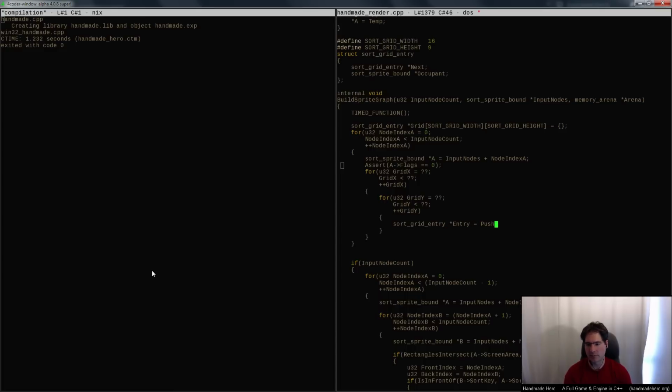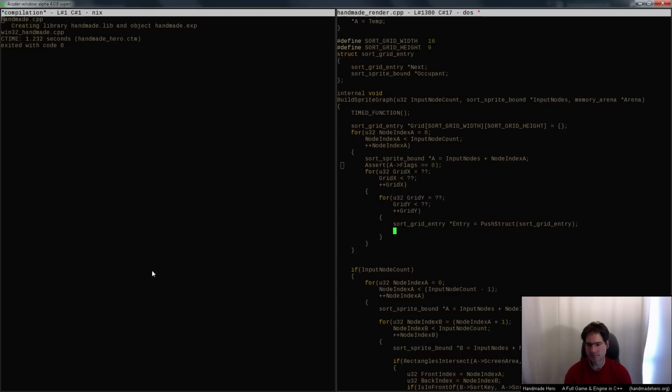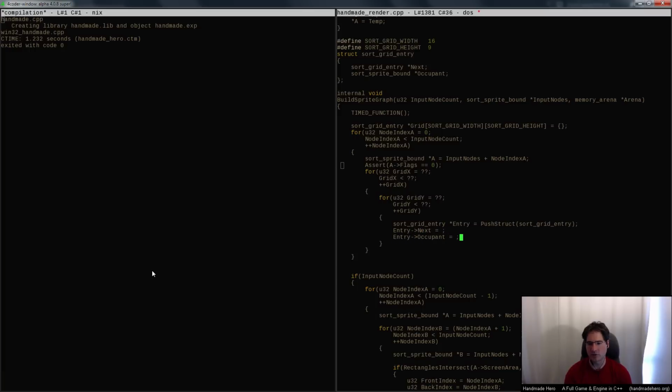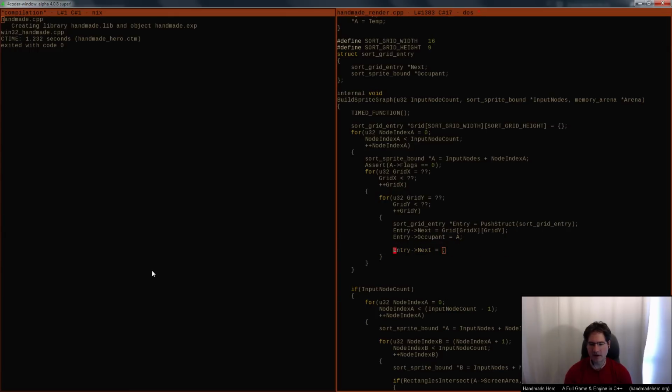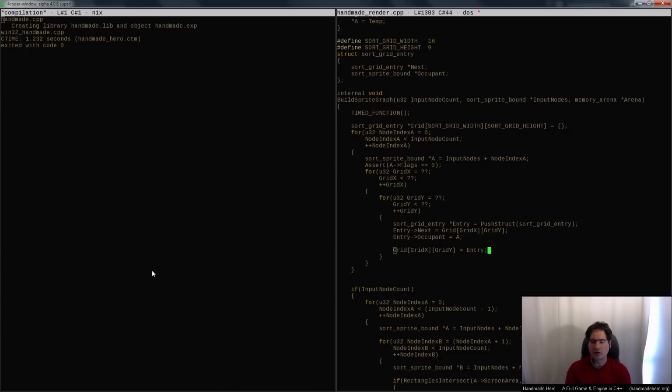So I'm going to do a sort grid entry. Entry equals push struct sort grid entry. And for each one of these, I'm going to say that its next equals exactly what you expect its next to be, and its occupant equals me, right? So this is just going to be grid X, grid Y. And then I'm going to go ahead and say that the thing in that position is me. So that creates basically a chain, and so now in every grid square, there's now a chain of all of the sprite bounds that are, you know, in that grid square, right?